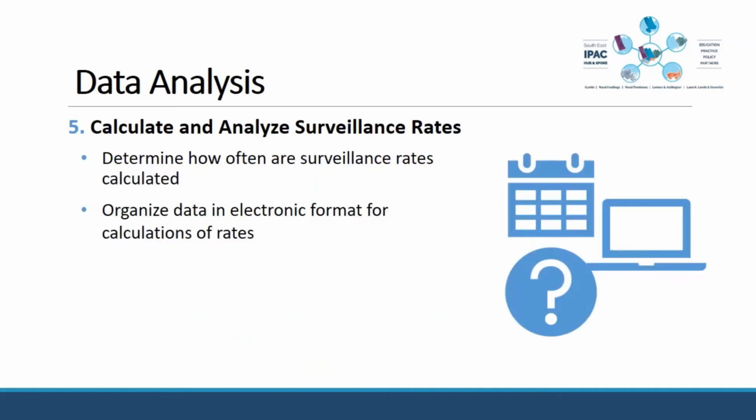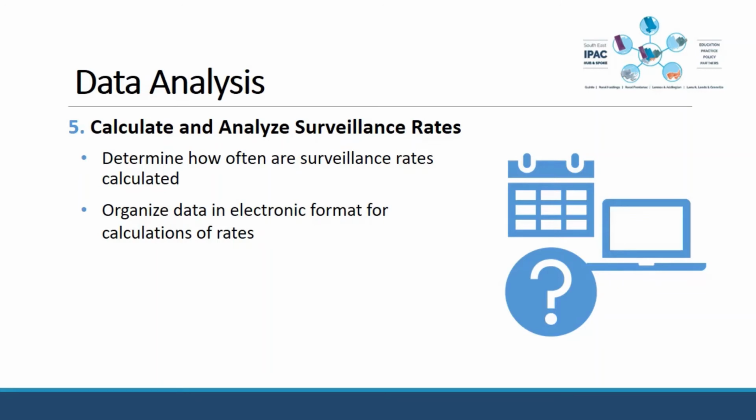So other considerations for calculating and analyzing surveillance rates, you want to ask yourself a couple of questions as well. So ask yourself, one, how often are surveillance rates going to be calculated? Are you going to be calculating them monthly, quarterly, annually? What has your home decided to do for these rates? Secondly, it's also a good idea to organize your data in an electronic format to calculate your rates. So whether it's using a computer to track and monitor your resident surveillance data, it's a good idea. So the system, whatever system you're using, should allow for the analysis of the infection data, or at a minimum, let you export it to do analysis in another program.